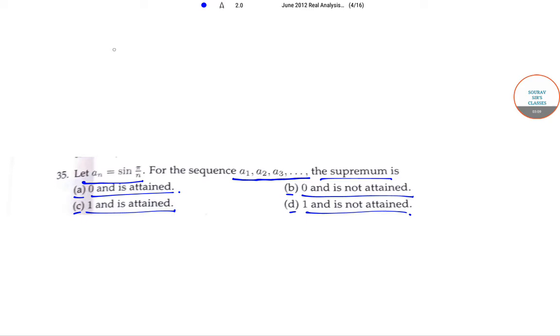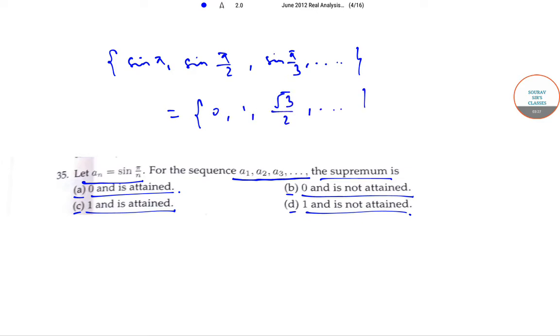So now the given sequence is sin pi, sin(pi/2), sin(pi/3) and so on, which is 0, 1, root 3 by 2 and so on. Now very clearly we have mod of sin x less than or equal to 1, and since 1 is also attained by the sequence, therefore option C holds, that is, the supremum is 1 and is attained. So option C is the correct answer.